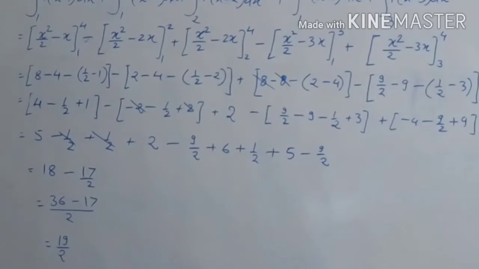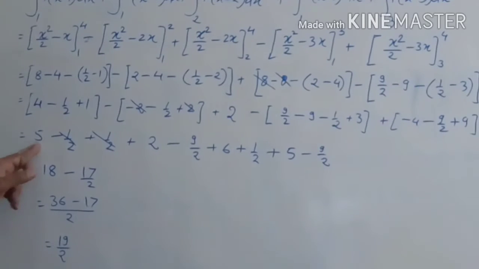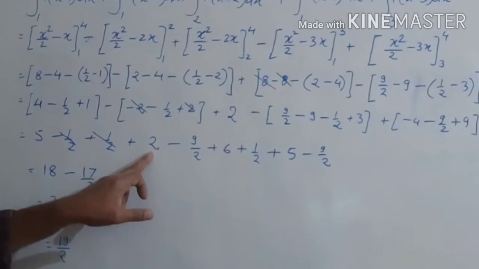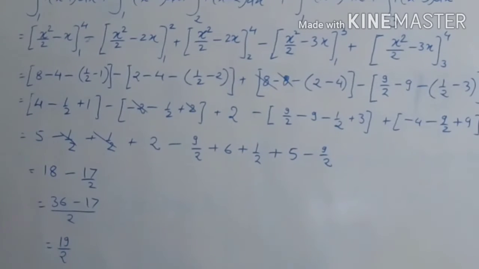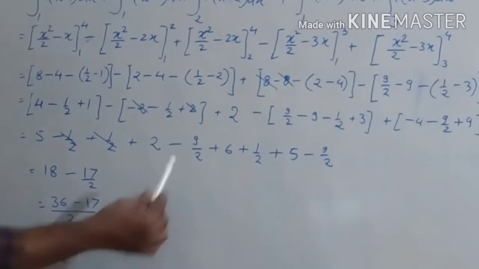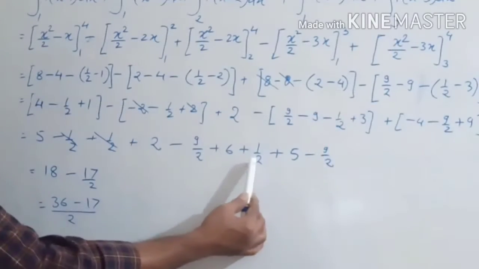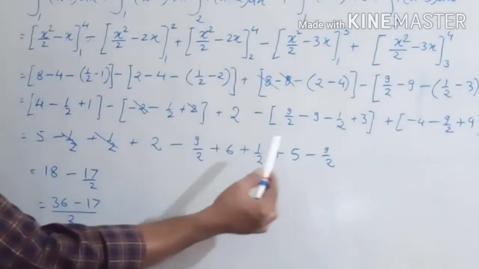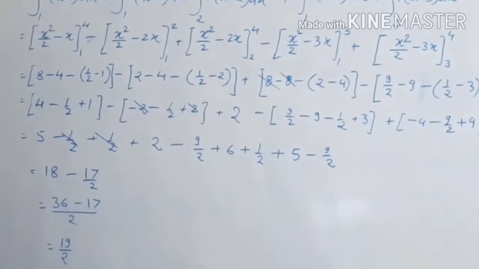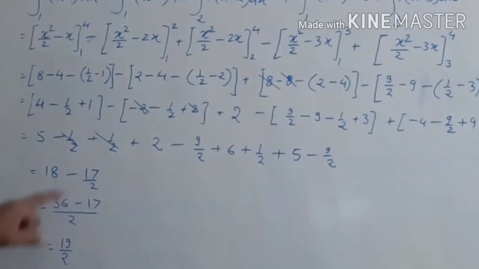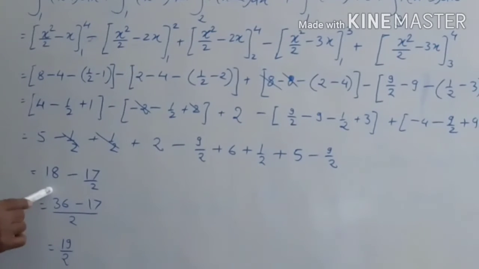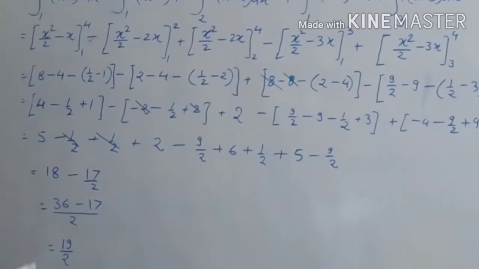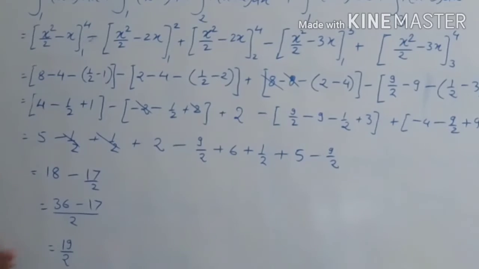Okay, first add all integers. 5 plus 2 is 7, 7 plus 5 is 12, 12 plus 6 is 18, this is 18. After that, since minus 9 by 2, minus 9 by 2 and 1 by 2, so 9 and 9 is 18, and this is plus 1, so minus 18 and plus 1 means minus 17 by 2. So 2 is the LCM, 18 into 2 is 36, and 36 minus 17, our answer is 19 by 2.